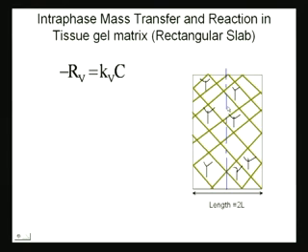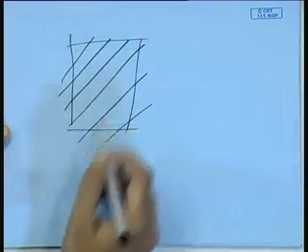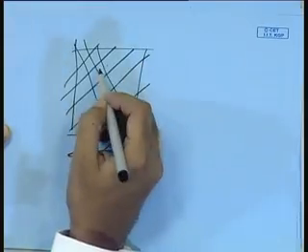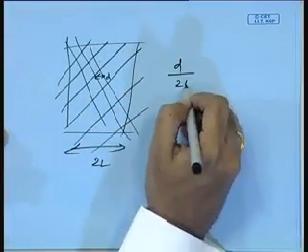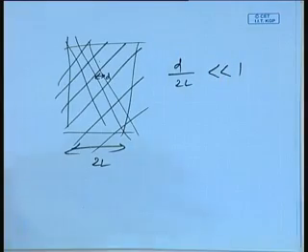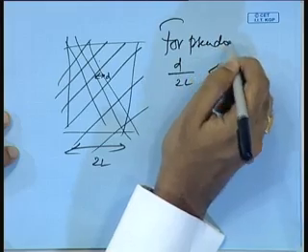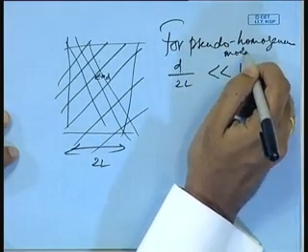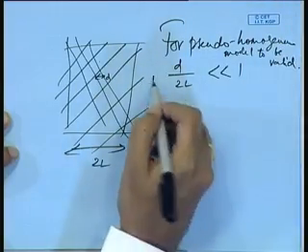I said it in a little conceptual way, so let me write it down also. This is my encapsulation, the whole thing, and this length scale is L, and the length scale of a pore, for example, is D. Then D over 2L should be very, very much smaller than 1 for the pseudo homogeneous model to be valid. And what was the other condition we said?